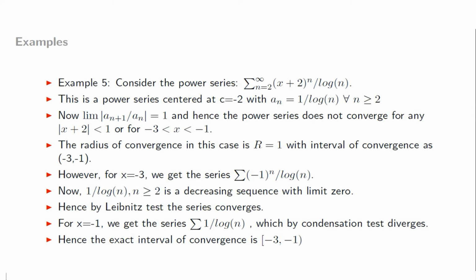However, for x equal to -3 we get the series summation (-1)^n divided by log n. Since 1 by log n is a decreasing sequence with limit 0, by Leibniz test we find that the series converges. However, for x equal to -1 we get the series summation 1 by log n, which by the condensation test diverges. Hence the exact interval of convergence in this case is -3 to -1, where the point -3 is included in the interval and -1 is excluded from the interval.